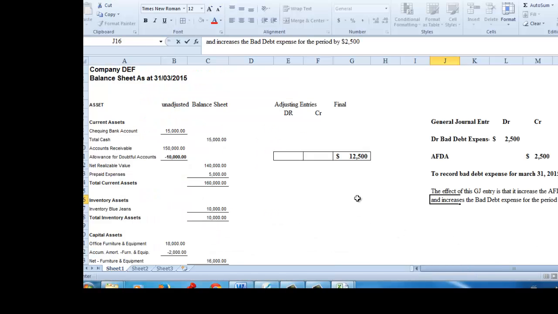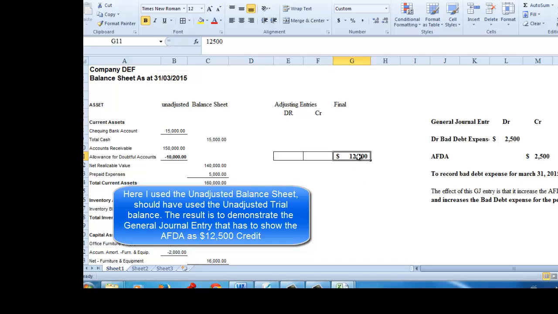Because we calculated the new allowance for doubtful accounts as 12,500, plug in the 12,500 in our final column. Then you need to make this into a true equation. If my opening allowance for doubtful accounts is $10,000, do I need to debit or credit the account to increase it to a 12,500 credit balance? Your allowance for doubtful accounts will always be a credit balance. So if I have a $10,000 credit, what do I need? I would need a $2,500 credit amount.